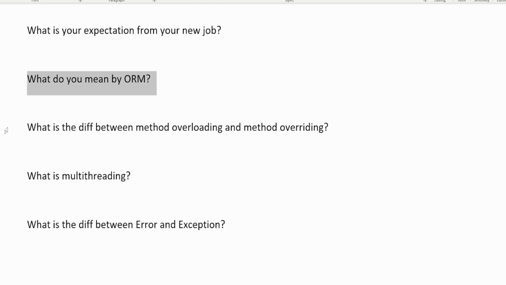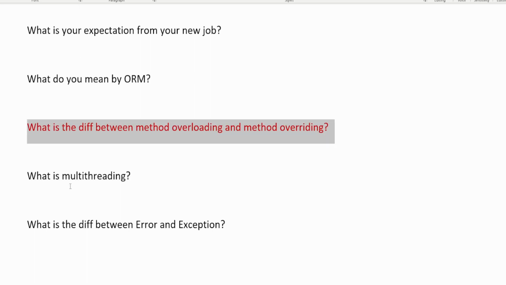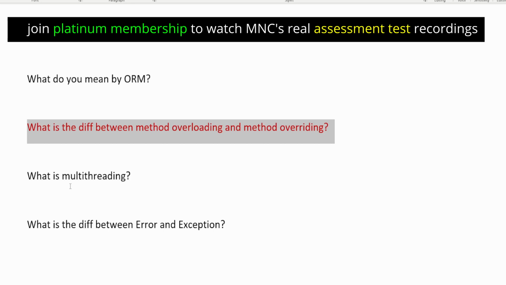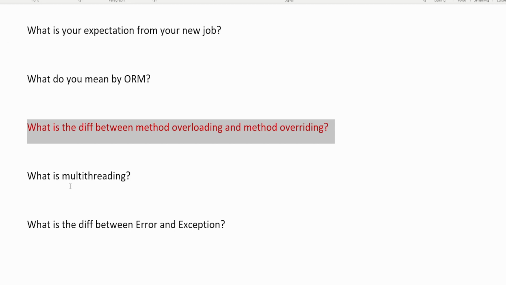So now I will go to the next question, which is a very easy question and a core Java question. That is, what is method overriding and method overloading? It's a part of polymorphism. Polymorphism is something where one thing shows multiple features.